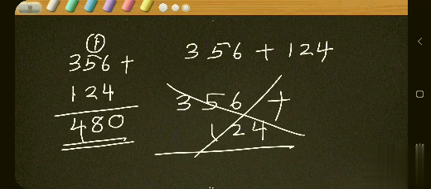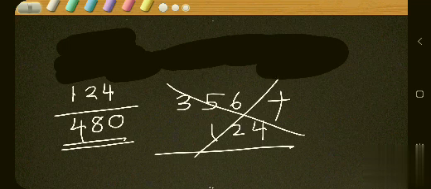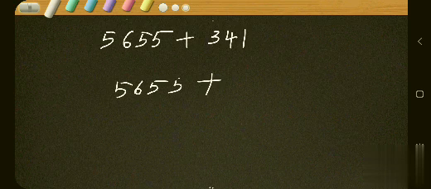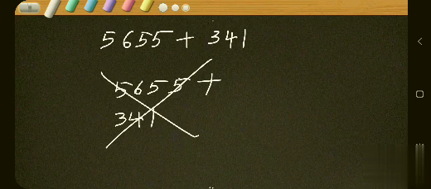Okay. Let me explain one more problem. Suppose we have to add 5,655 plus 341. Don't write, just listen. How to add these two? 5, 6, 5, 5 plus 3, 4, 1. Can you write like this? Can we add like this? No. Why? Ones under ones. Tens under tens. Hundreds under hundreds. Like that you should write. So what is the proper way?